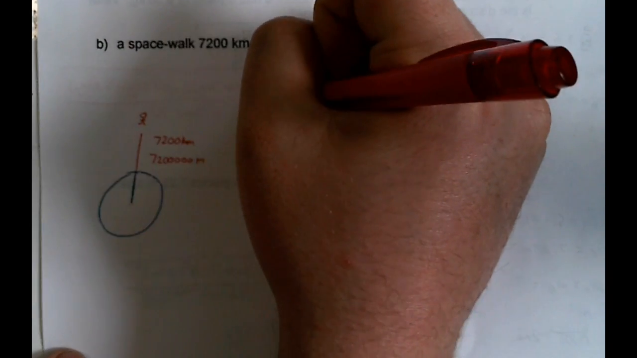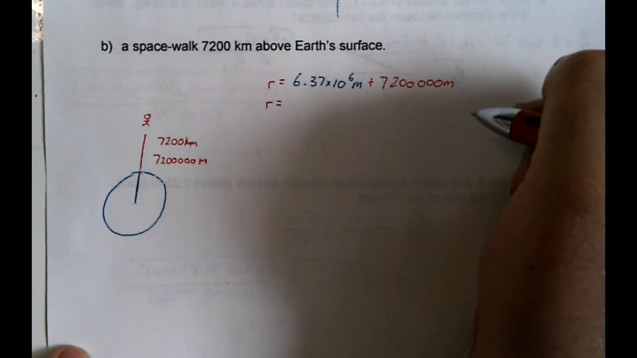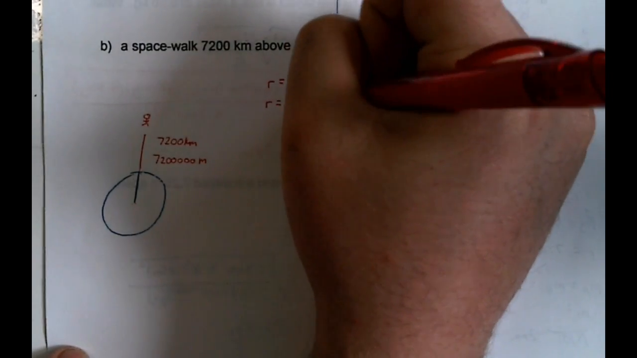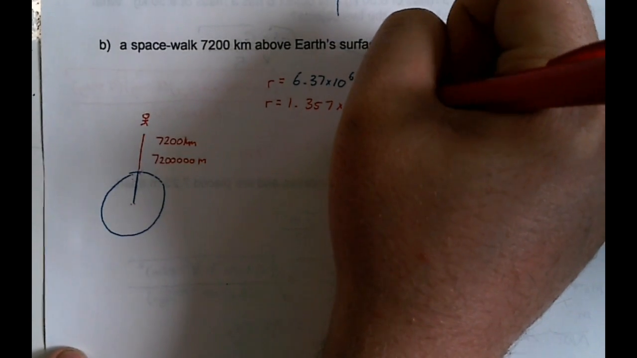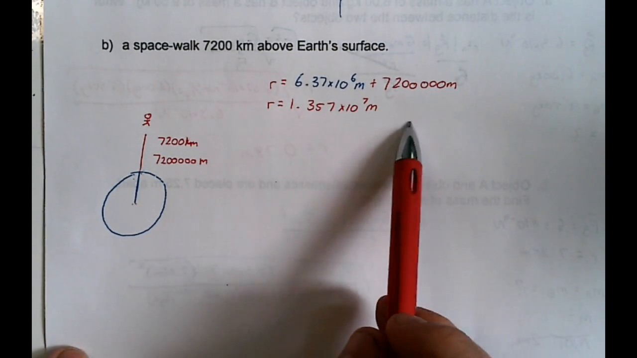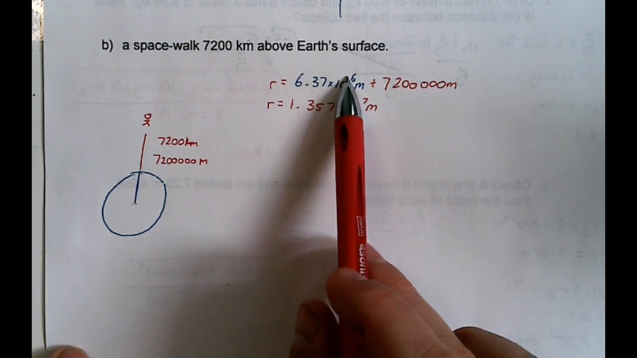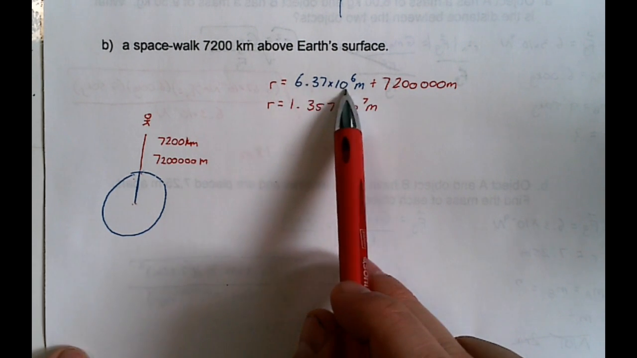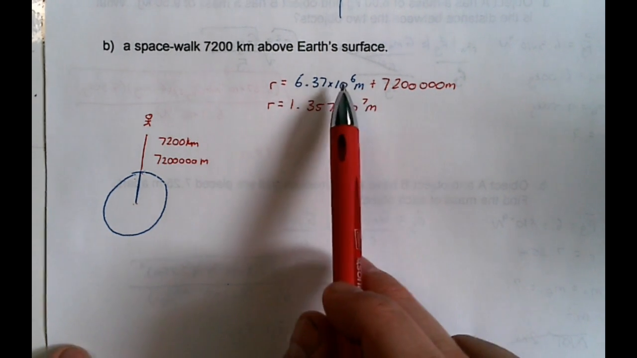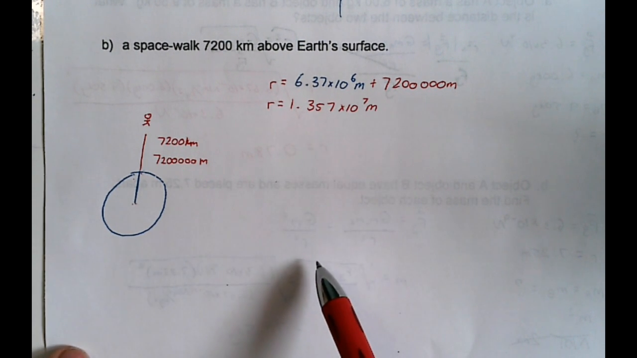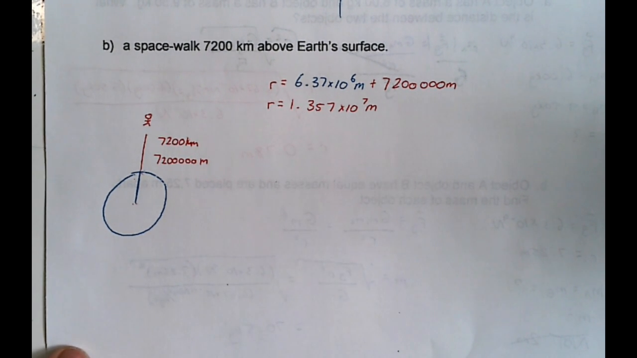So our radius, or our distance between, is going to be 1.357 times 10 to the 7 meters. This is an important step you'll have to remember. If you don't, and you just plug this number in, you're going to get a close answer, but you're going to get the wrong answer. It's one little step that you do at the beginning, but it makes a world of difference.